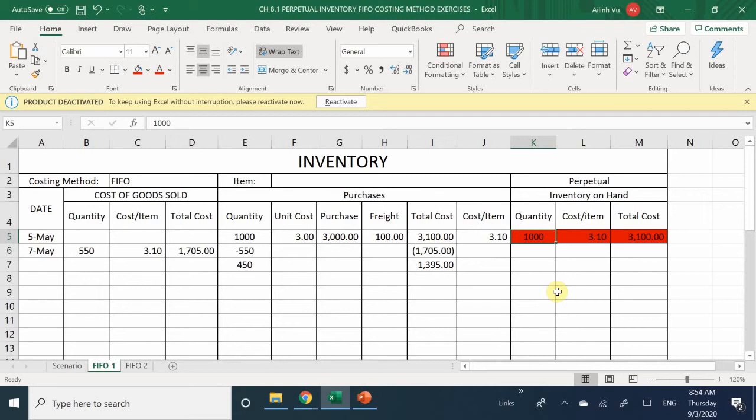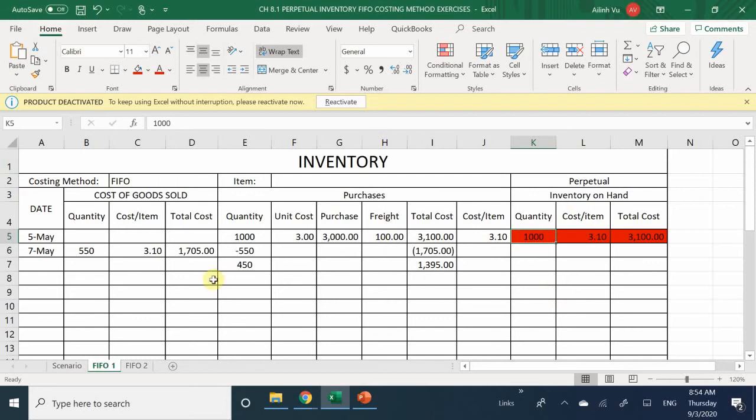This is exactly why I want to let you guys know that when you do this, when you subtract how much you actually rounded your cost of goods sold, your ending cost in your inventory on hand can change by a penny. All right, but in this case, let's go ahead and test it out.